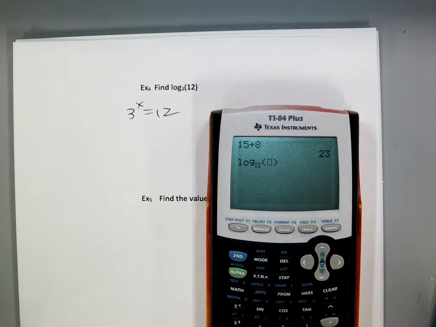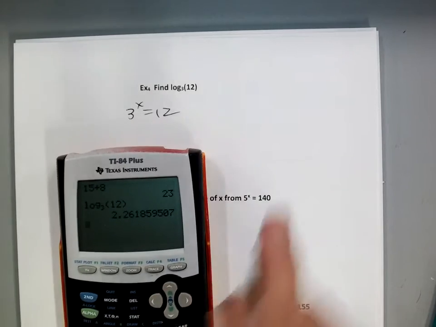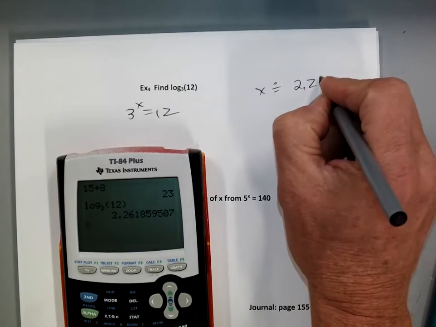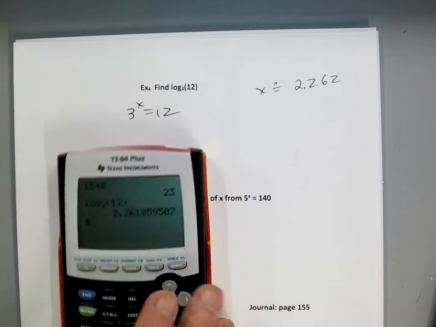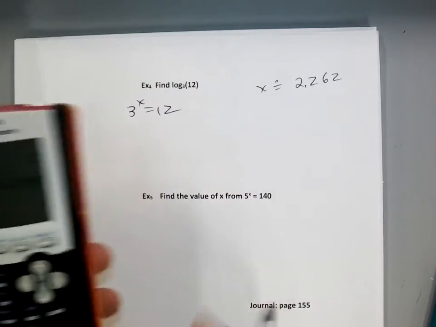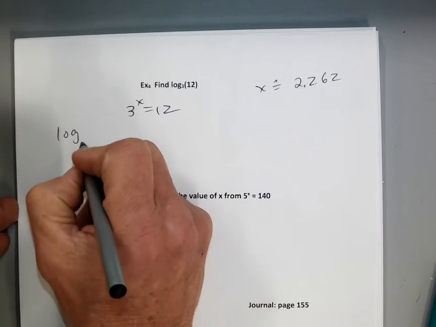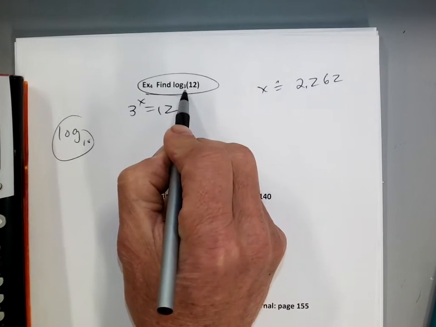Log base 3 of 12. And my fancy calculator will give me the answer about 2.262. Okay, so x is approximately equal to 2.262. Now most of you might on your phone have a log button. You know how you switch it around, you'll have a log button, but your log button on your phone is log base 10. So how do you do this if it's base 3?